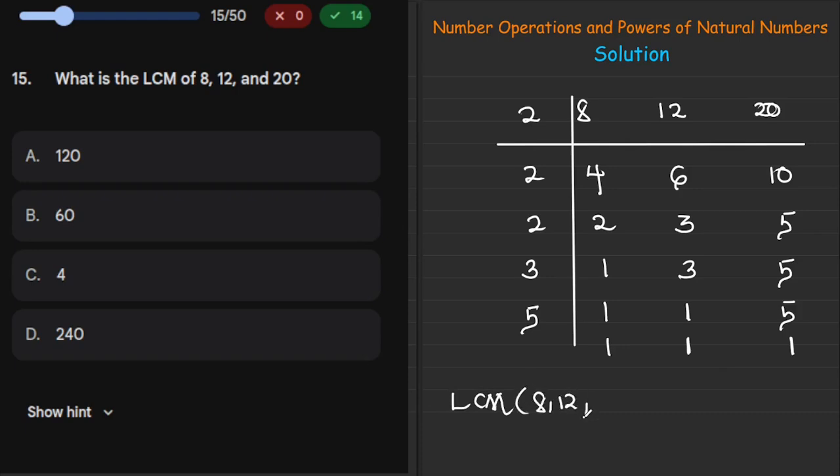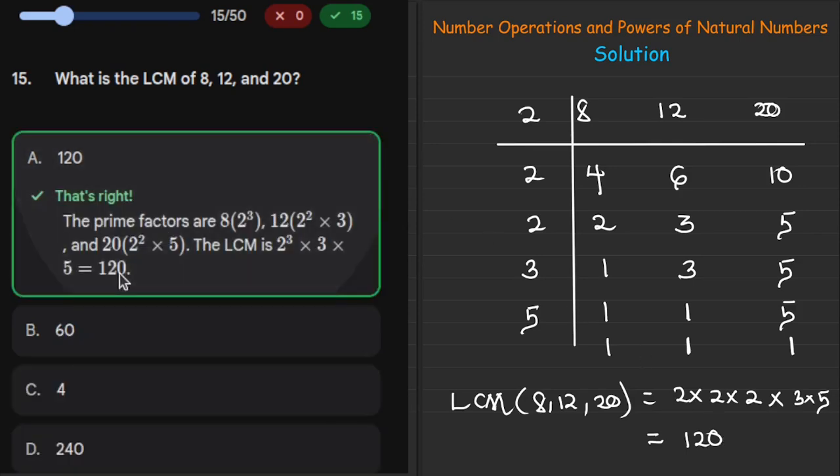So the LCM of 8, 12, and 20 is going to be the product of all these numbers we have here. That is 2 times 2 times 2, then times 3 times 5. Multiplying all of this, we have 2 times 2 giving us 4, 4 times 2 giving us 8. 8 times 5 gives us 40. Then 40 times 3, we have 120. So our answer is A. That is if you wanted to use the table method.